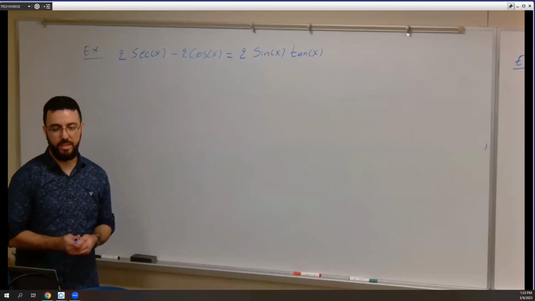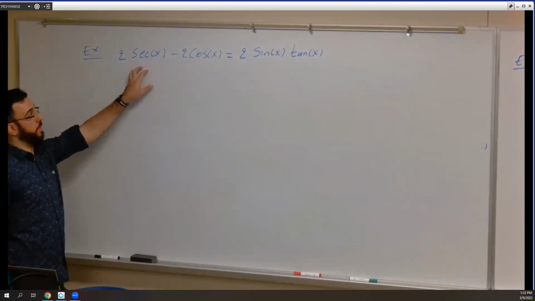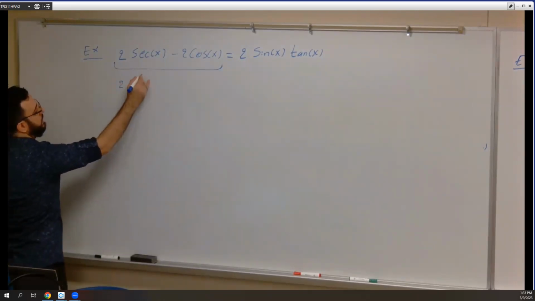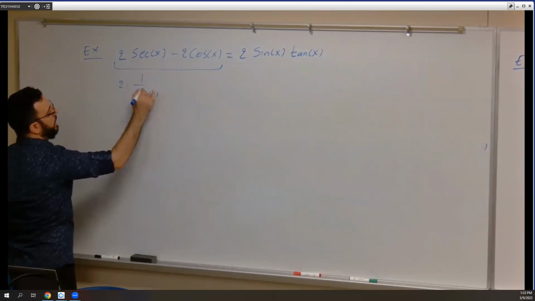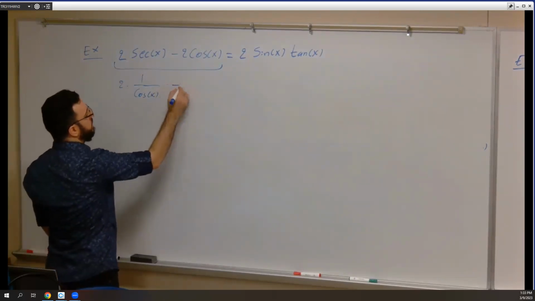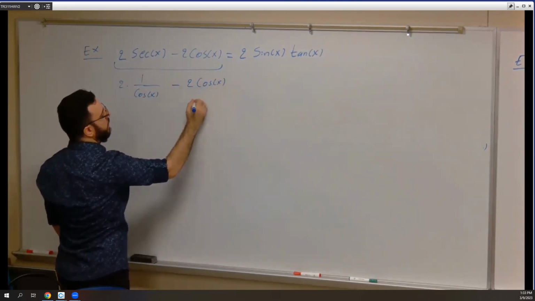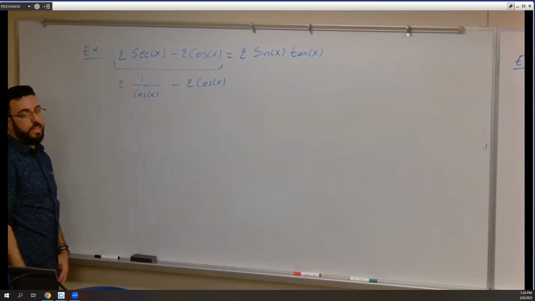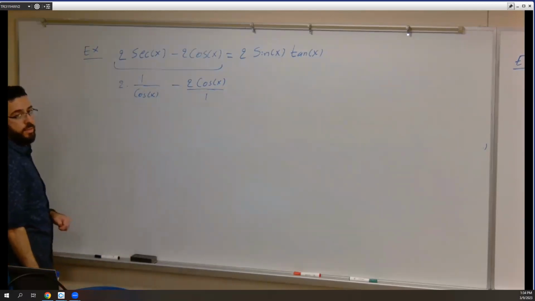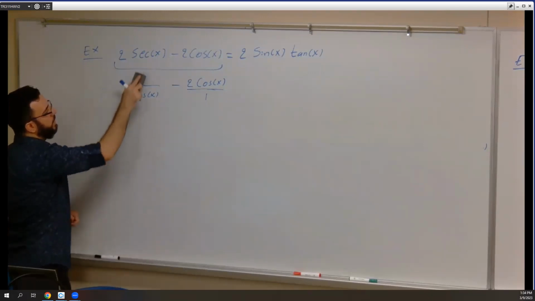I just didn't put the mic on. So 2 secant, let's work on this side, okay? 2 secant, here is the 2. The secant is 1 over cosine. Yes or no? And again, there is more than one way to solve it. There is the minus 2 cosine. Now the cosine, can I write down the cosine over 1? Don't overthink it. And the 2, can I write down 2 over cosine? Yes or no?